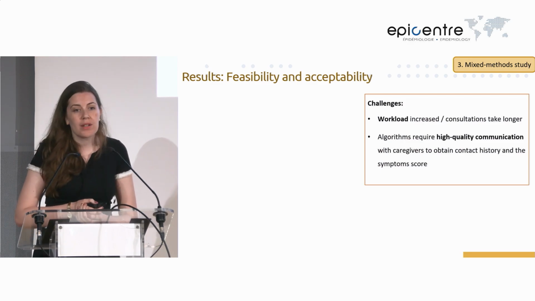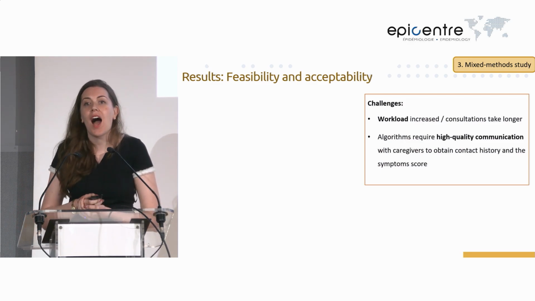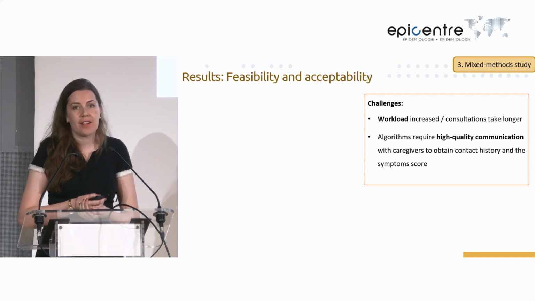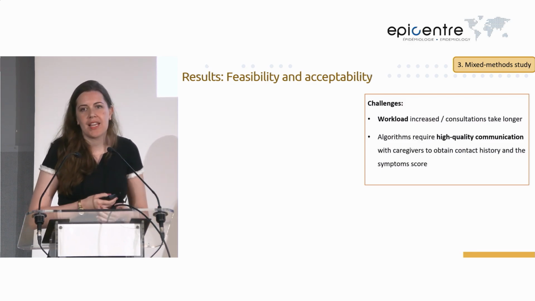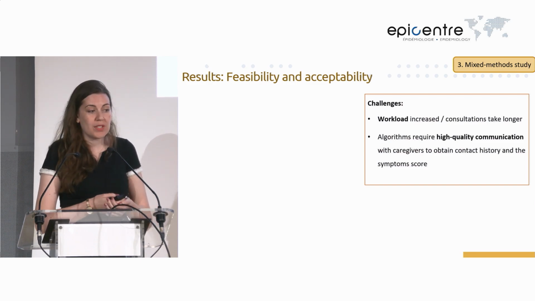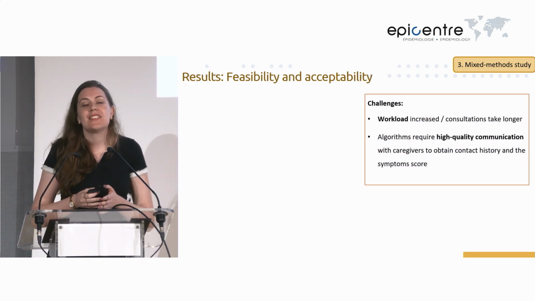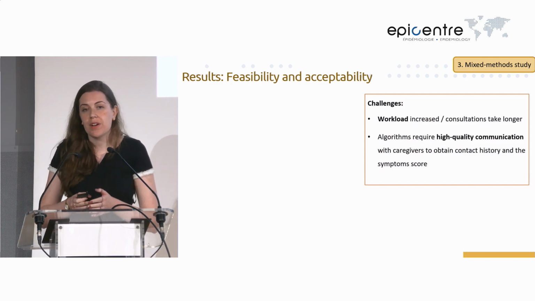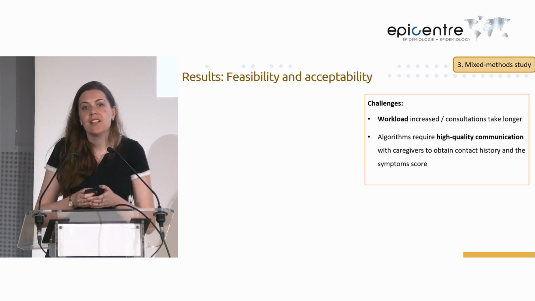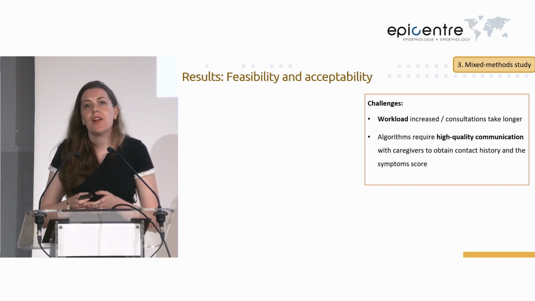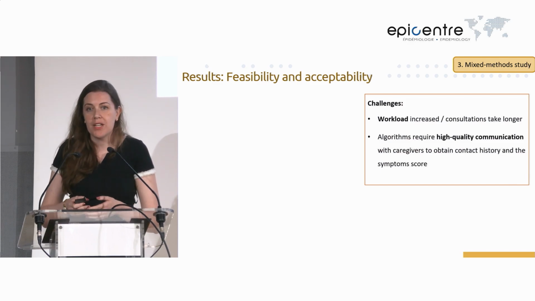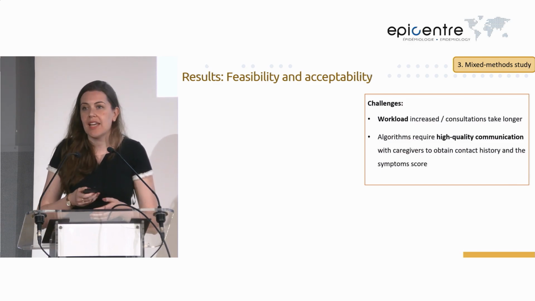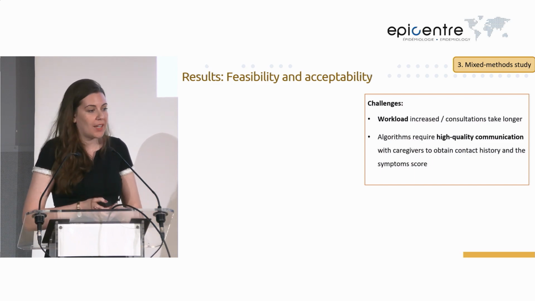The healthcare workers also identified that it was very important to have a high quality of communication with the caregivers when using the algorithm. And this makes sense, because as Helena explained when introducing the algorithm, it's important to know whether or not the child has a history of contact of someone in their household living with tuberculosis. And it's also very important to know the exact number of days that the child has been dealing with each symptom in order to calculate the symptom score. So of course, in order to get this detailed level of information, it makes sense that the healthcare worker would need to gain some trust and spend some time discussing with the caregiver.